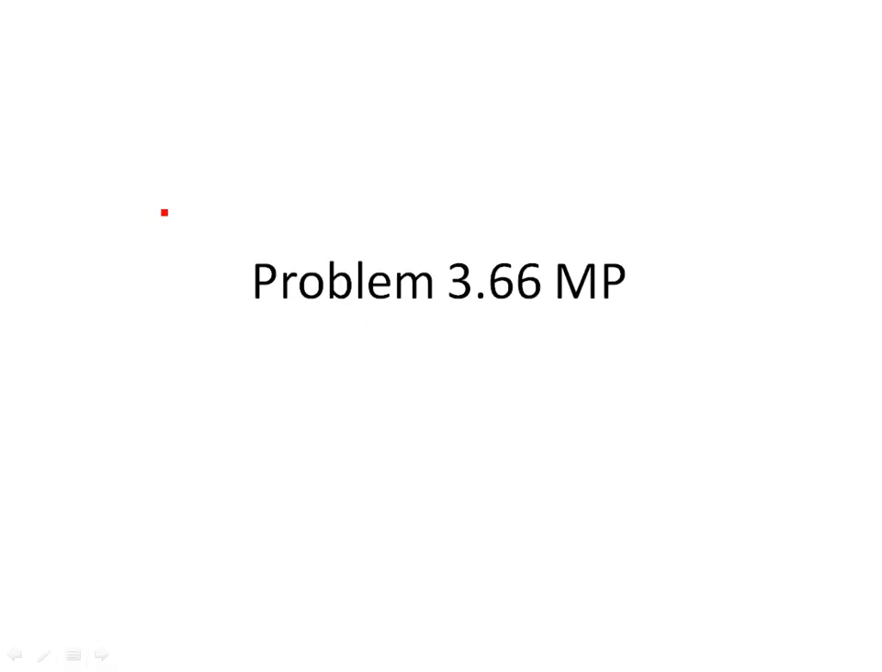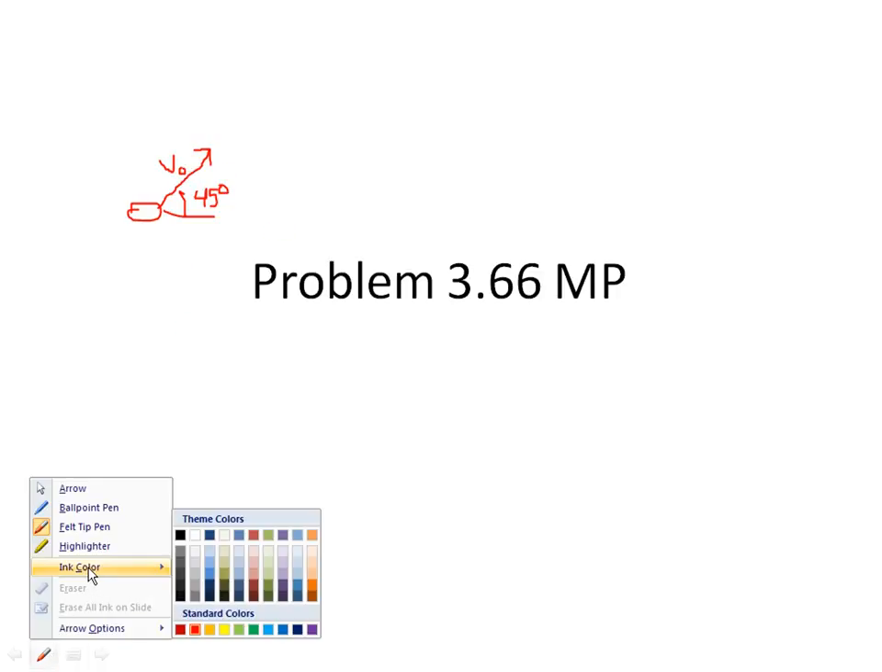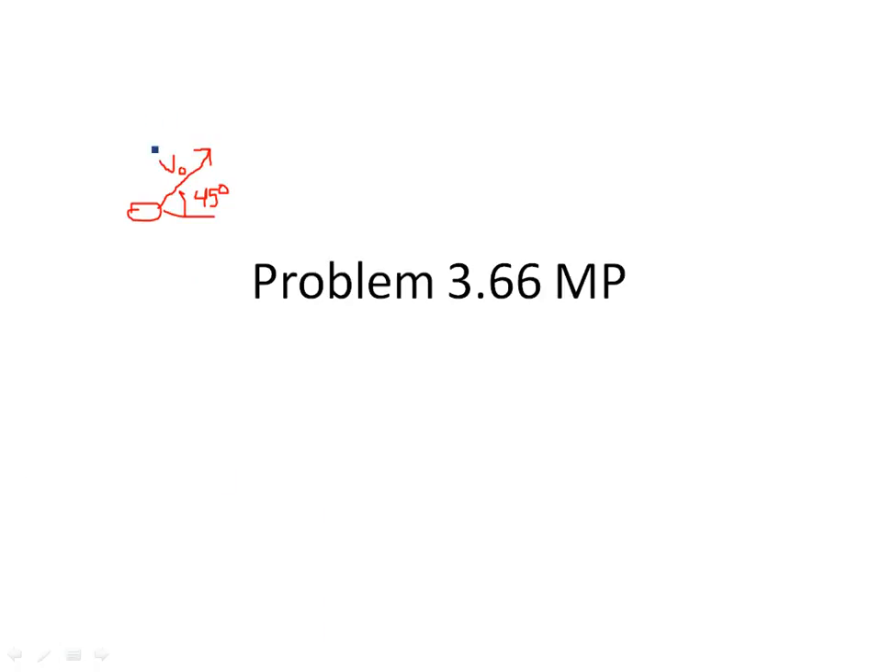Okay, problem 366. We are launching a football at an angle of 45 degrees, and we're asked to find the speed at which it's launched. Okay, it travels a total distance down here, certain distance, let's say it's 81 meters. At least that was one of the numbers I saw in the problem.